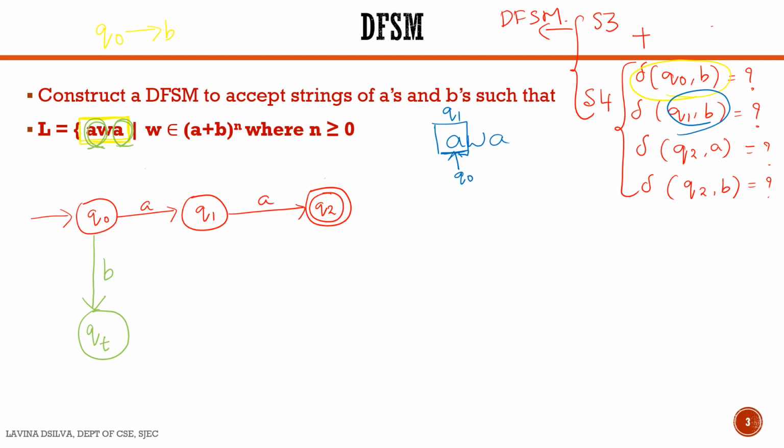What if we see a B? We can remain in the same state, right? Because we are talking about this W, and the condition is that W consists of any number of A's and B's, right? Any number of A's and B's. Therefore, the DFSM will remain in the same state in case it sees a B in Q1 state.